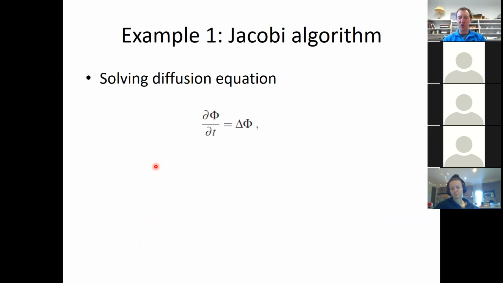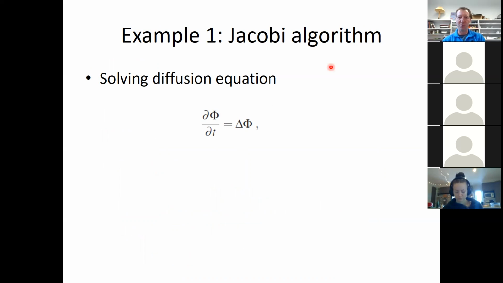Okay, just to get you prepared for tomorrow, let's start with a real case example of memory optimization, by looking at an example which is using the Jacobi algorithm.